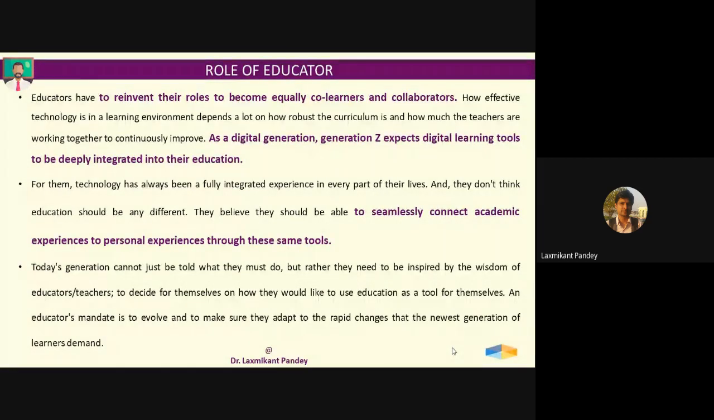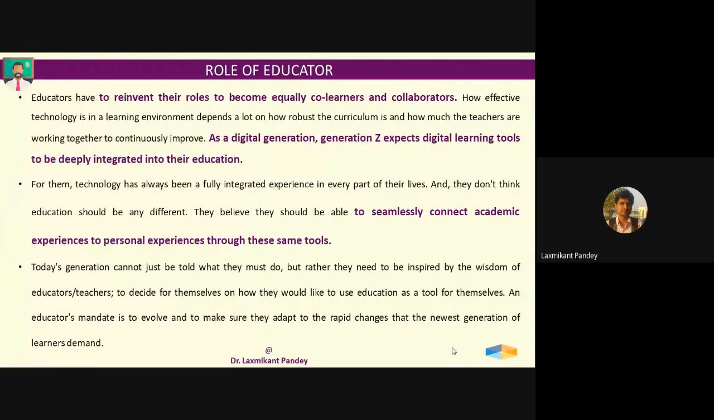As a digital generation, Generation Z expects digital learning tools to be deeply integrated into their education. That is a very important thing. So this is the innovation which we need to create. For them, technology has always been a fully integrated experience in every part of their life, and they do not think education should be any different. They believe they should be able to seamlessly connect academic experiences to personal experiences through these same tools, because technology is gradually evolving, and it is not evolving only in other fields. It is also evolving in education. So it is very important.